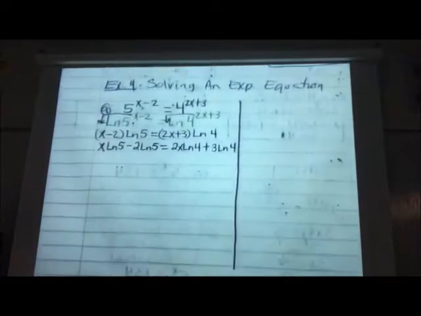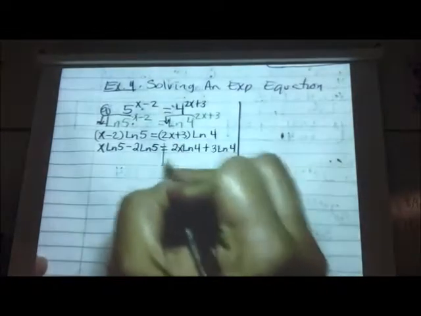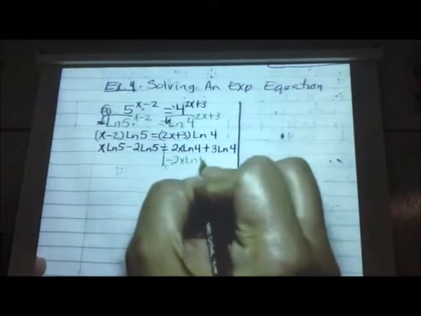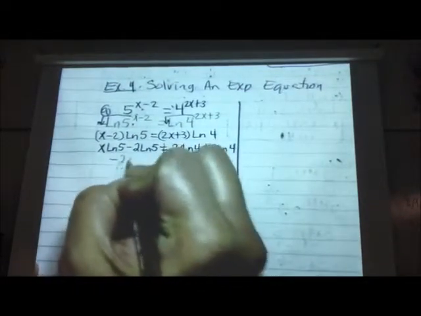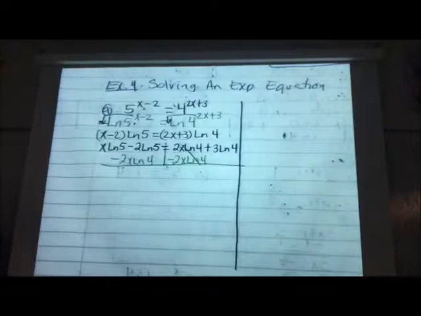Now, when we solve for a variable, they usually tell us move all your x's to one side and all your numbers without variables to the other side. So, who do you think we have to move? The 2x ln 4 to the other side. How do we move it? Subtract it. So I'm going to subtract 2x ln 4 from both sides, because what you do to one, you do to the other. Now here they cancel. That was the whole purpose, to get rid of it.